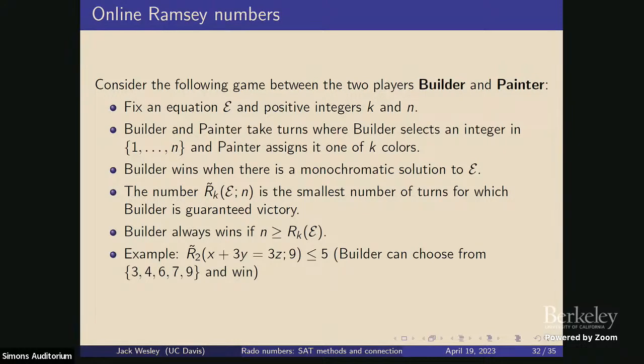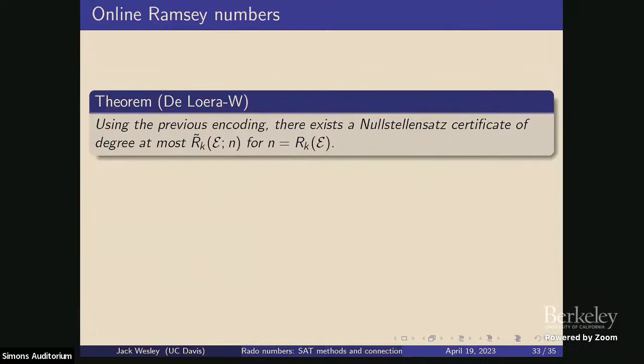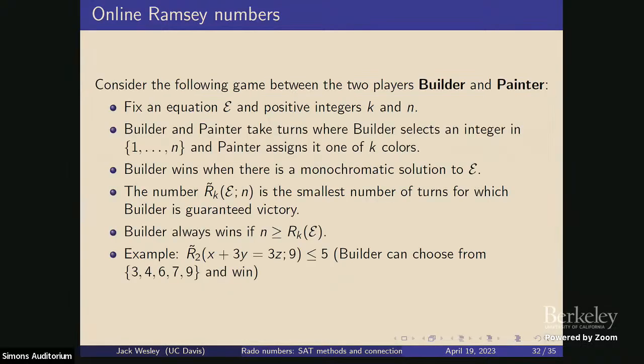As a simple example, remember this equation x plus 3y equals 3z. If I play this on the board 1 through 9, then I claim that this online Rado number is at most 5. Because as I showed, builder can just choose from 3, 4, 6, 7, and 9 and still win. So there's a gap between the Rado number and the online Rado number in this case. And this will hold more generally. The same sort of thing will hold for these families of equations that I mentioned before.